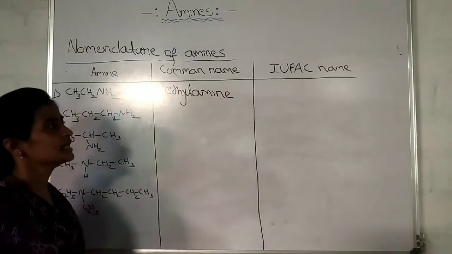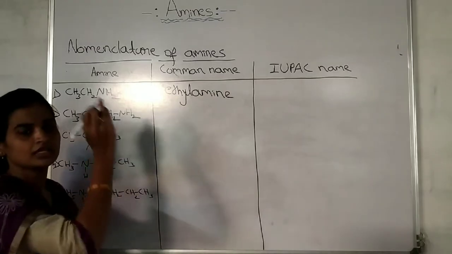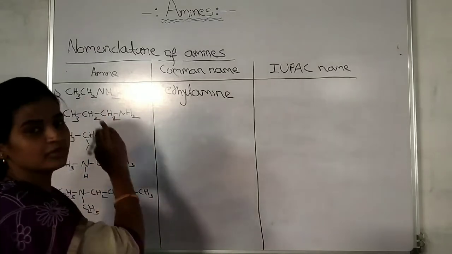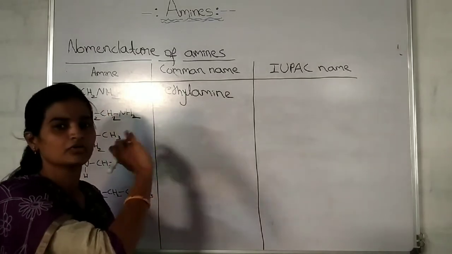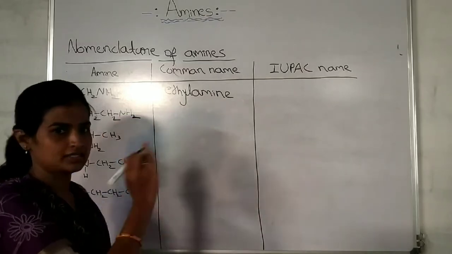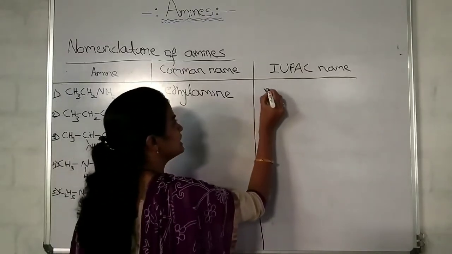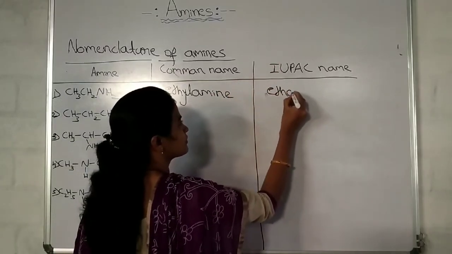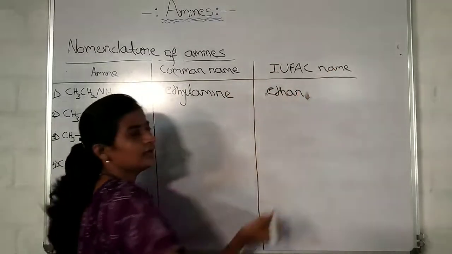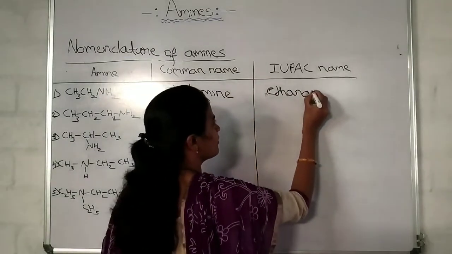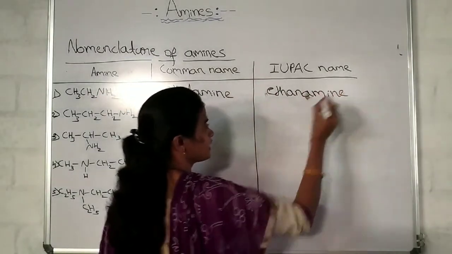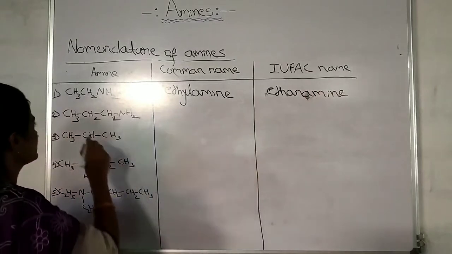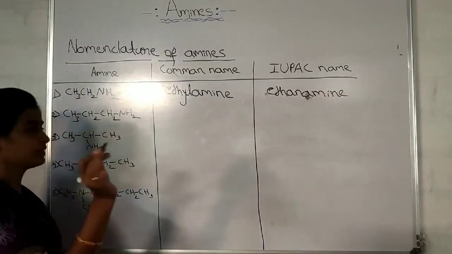What is the IUPAC name of this? Primary amines in the IUPAC system, how are they named? Alkanamines. Therefore, two carbons are there: ethane. The last E is replaced by amine. Ethanamine.